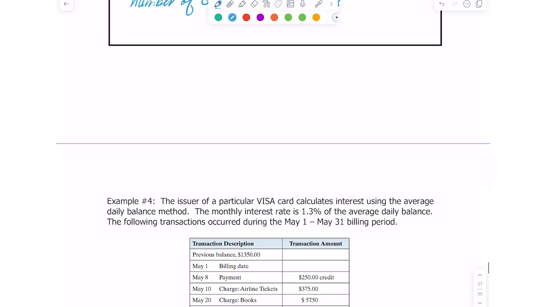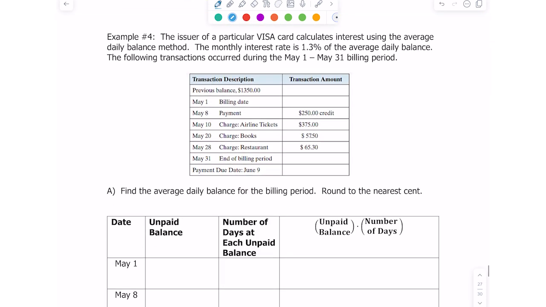Okay, let's take a look at how we would do that. The issuer of a particular Visa card calculates interest using the average daily balance method. The monthly interest rate is 1.3% of the average daily balance. The following transactions occurred during the May 1st to May 31st billing period. So here you can see the different transactions.